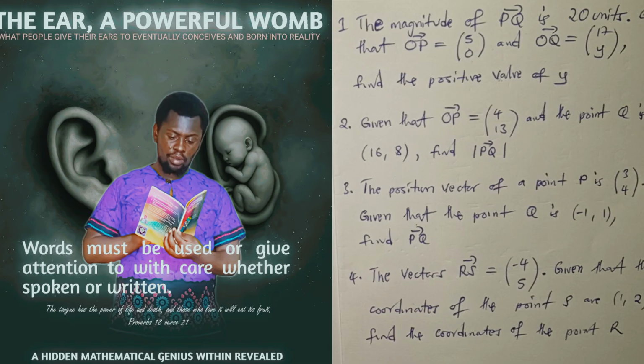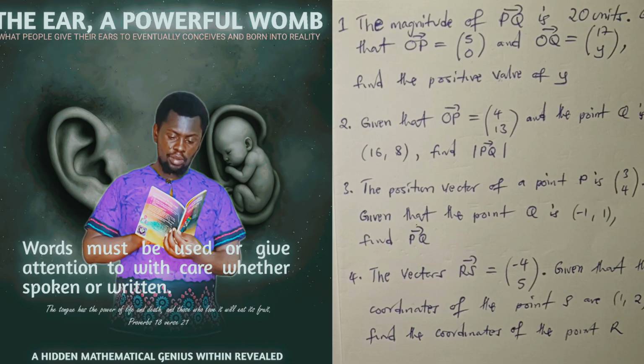Today, we'll look at vectors, and particularly position vectors. So what is a vector? According to physics, a vector is a quantity with both magnitude and direction. So a vector should have a size as well as direction. Okay, so now let's look at the questions.